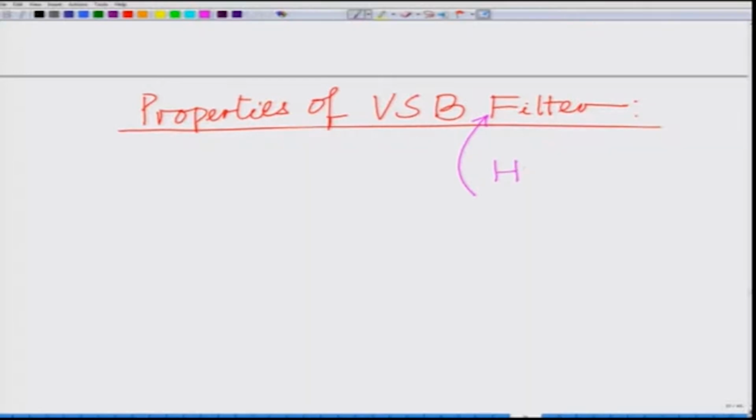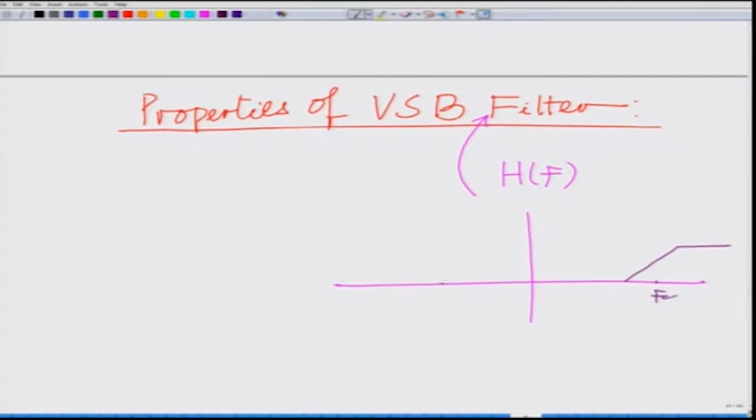So, we are looking at vestigial sideband modulation, which is basically a form of upper sideband modulation in which the filter is non-ideal. Let us look at the properties of this non-ideal VSB filter. Let us say this has impulse response h(t) and spectrum H(f).